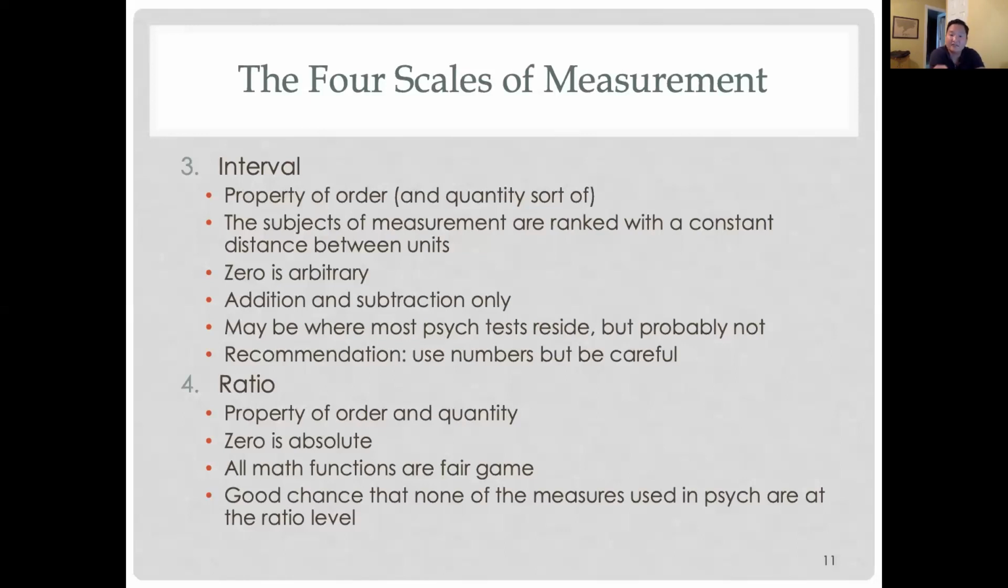Then the last scale of measurement is ratio. And what I'll say is that ratio is the same as interval. The interval between numbers should be the same, but it adds on that 0 is absolute. 0 means the true absence of something.